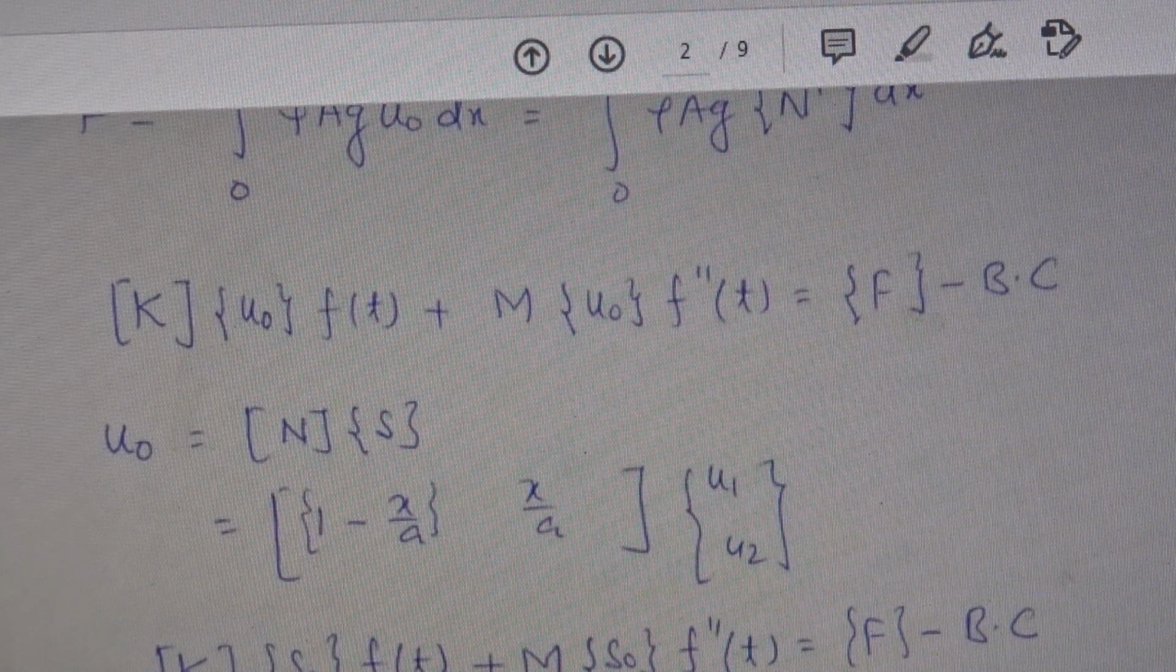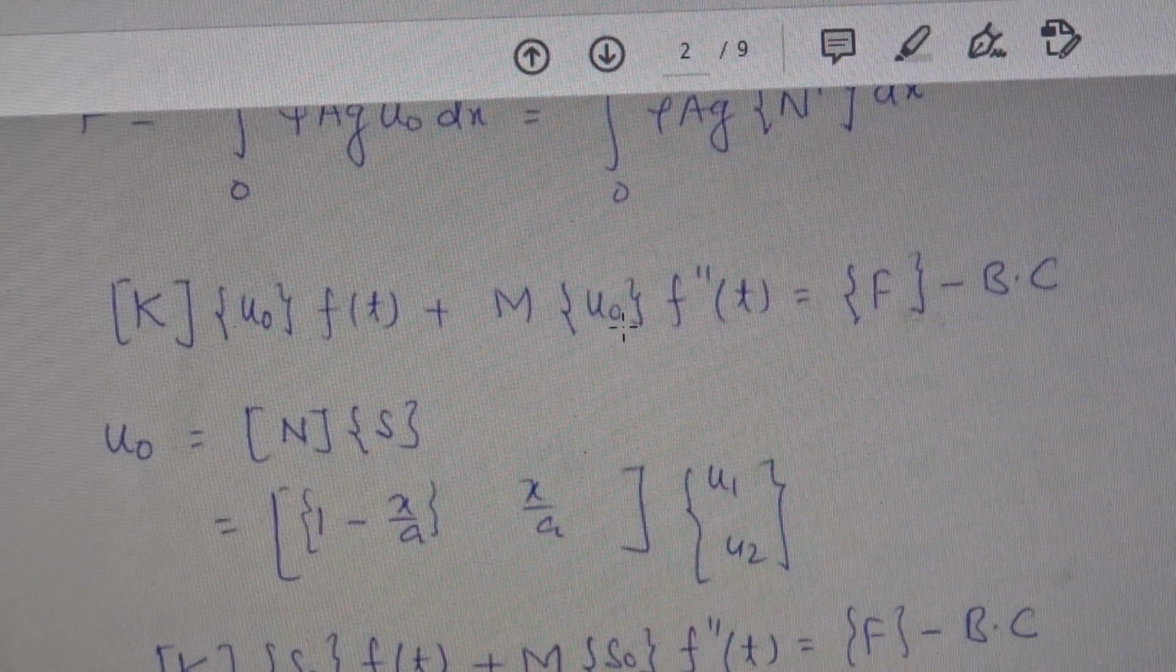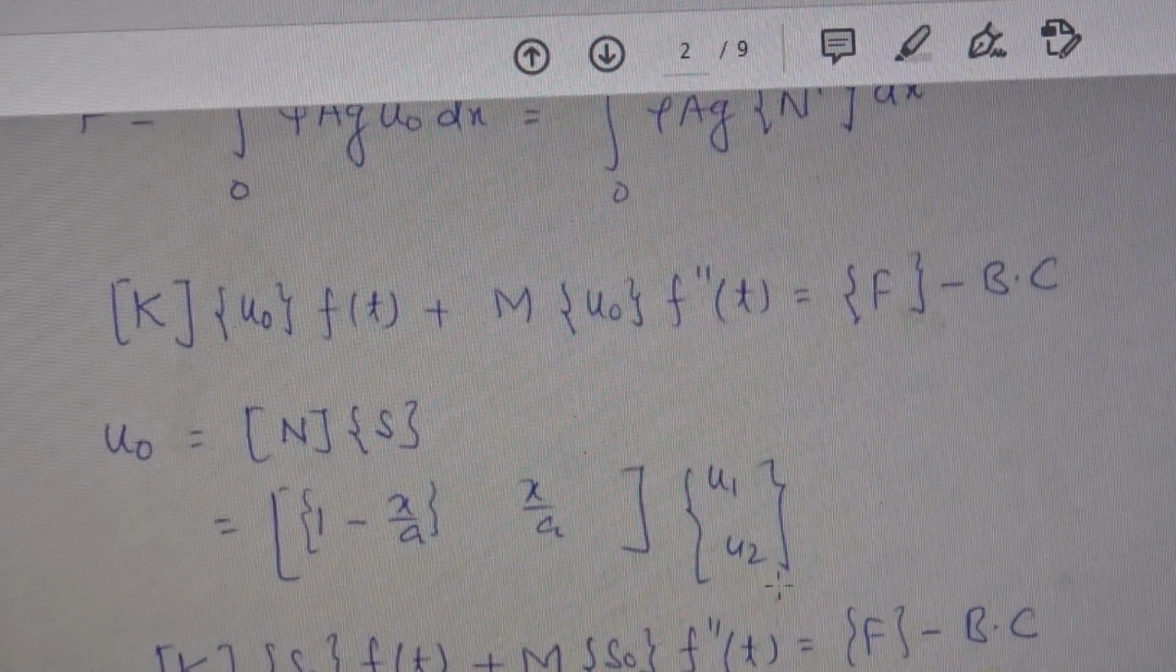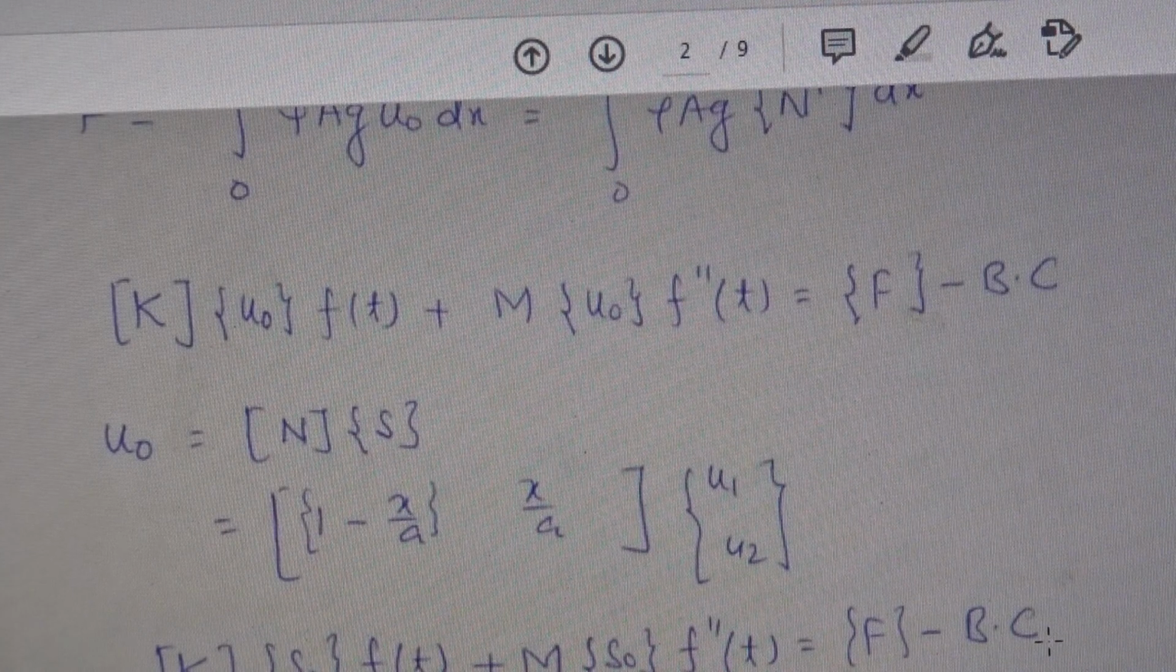So k delta naught f(t) plus m, here substitute the values. So this one is k delta naught f(t) plus m delta naught f double dash t is equal to f minus bc. So k delta plus m delta double dash is equal to f.